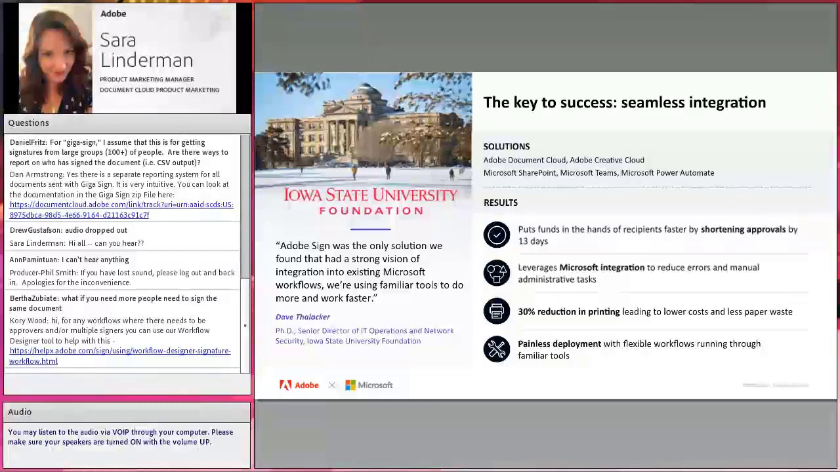And the results here are really impressive. The agreement turnaround time has been cut by an average of 13 days. Printing volume is down 30%. So this saves money, and then it's really good for the environment as well.